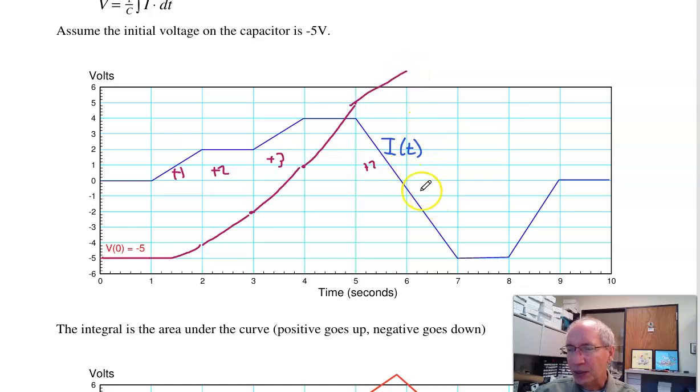Now start subtracting. When I'm below 0, I subtract. This has an area of minus 2.5, about. So come down 1, 2, 2.5. This has an area of minus 5. So 1, 2, 3, 4, 5. Area of minus 2.5. So here's 0.5, 1.5, 2.5. And then hold it. So that's what the curve looks like.